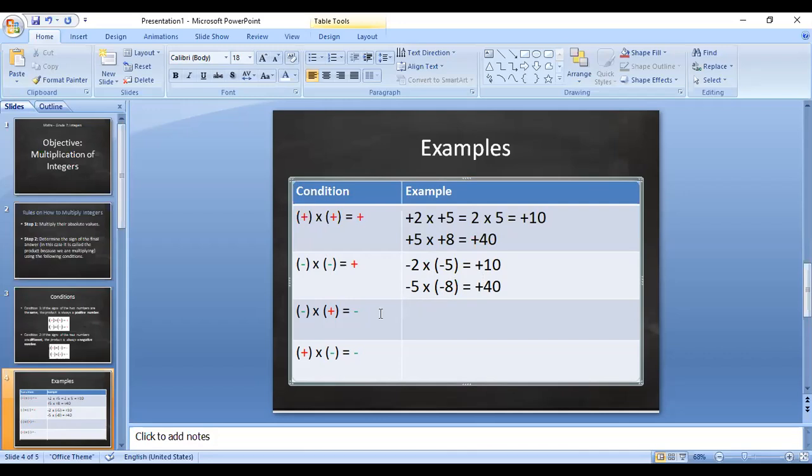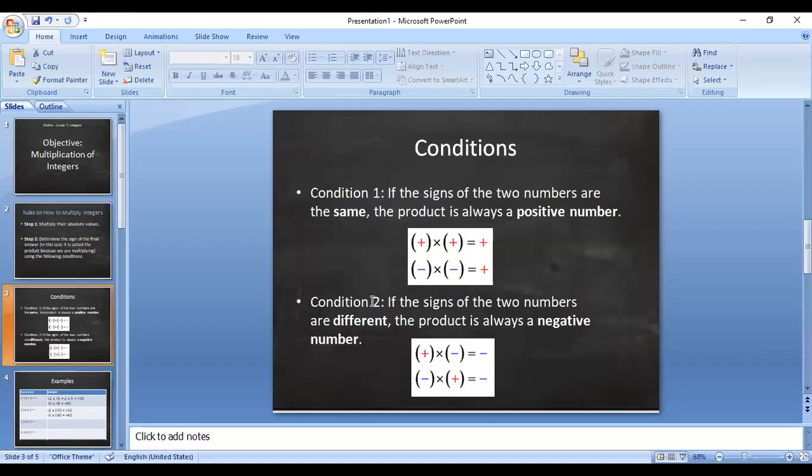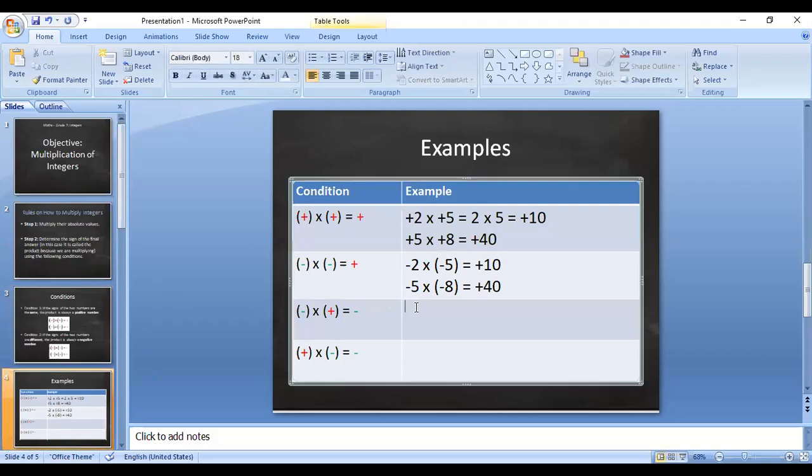लेट्स सी. अब कंडीशन है, एक साइन माइनस का, एक साइन पॉजिटिव है. तो कंडीशन नंबर 2, इफ द साइन ऑफ टू नंबर्स आर डिफरेंट है, एक पॉजिटिव एक नेगेटिव, देन द प्रोडक्ट इज ऑलवेज अ नेगेटिव नंबर. यस, प्रोडक्ट हमारा नेगेटिव होएगा. सो लेट्स सी, फर्स्ट नंबर क्या है? नेगेटिव. सो लेट्स टेक -2. इसको हम किससे मल्टीप्लाई कर रहे हैं? प्लस से. सो +5 इज इक्वल टू question mark.